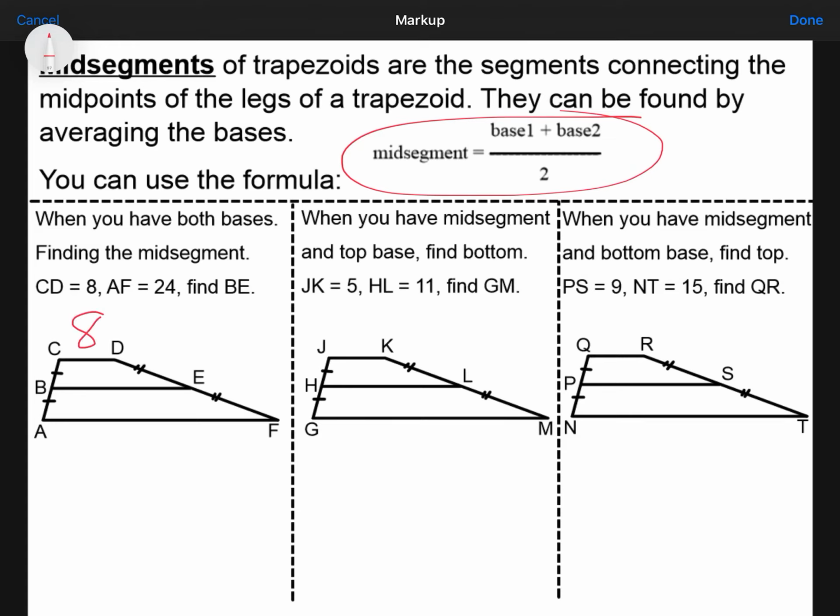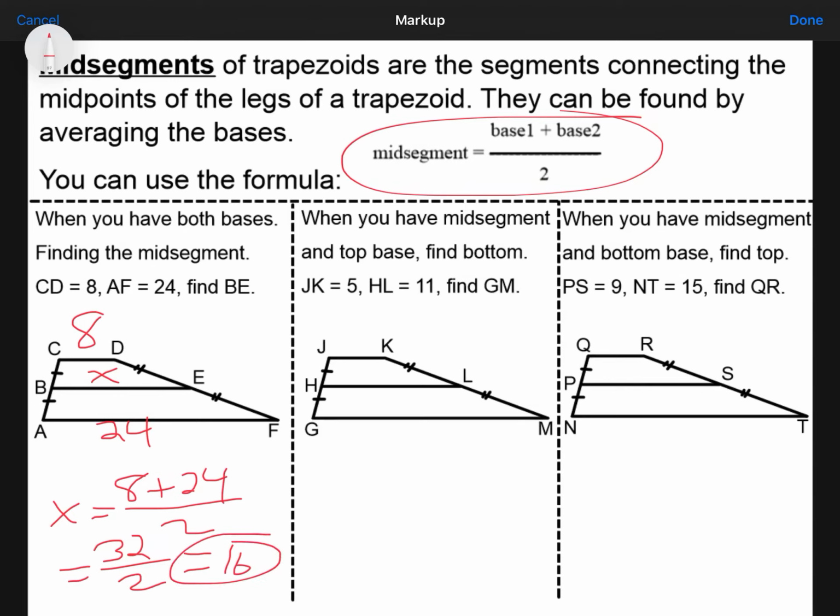So if I'm trying to find the mid-segment, careful, maybe the numbers in the problem indicate the two bases, in which case it's pretty easy. The mid-segment equals, add the two bases, then divide by 2. Add them and get 32, then divide by 2. Not bad, not hard, no big deal.